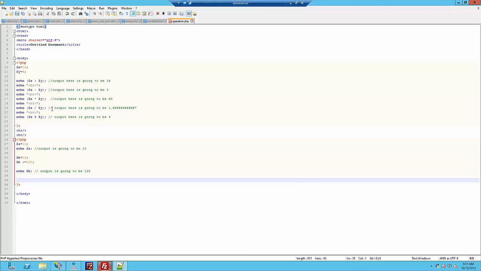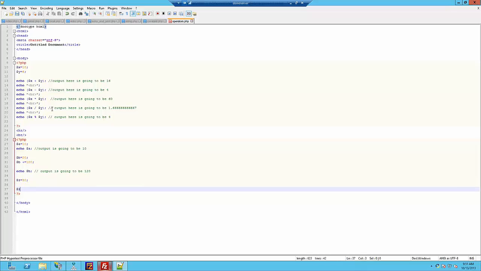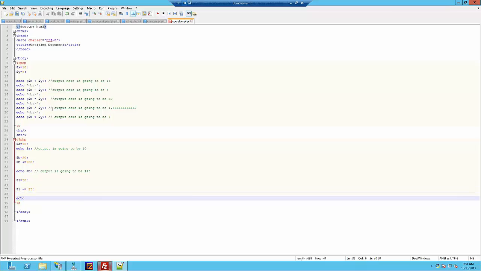So let's go and go $Z equals 50. And then we go, okay, well, $Z minus equals 25. So echo $Z, the output, oh, wait. The output is going to be 25.